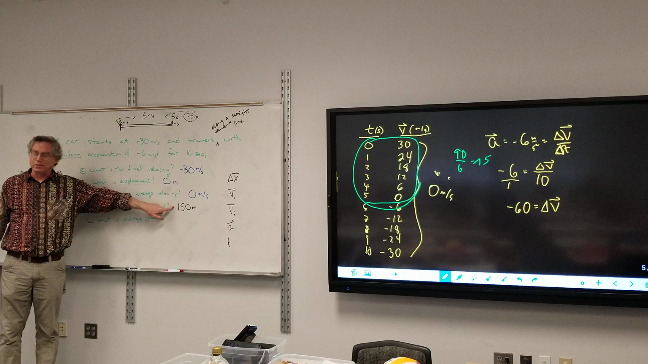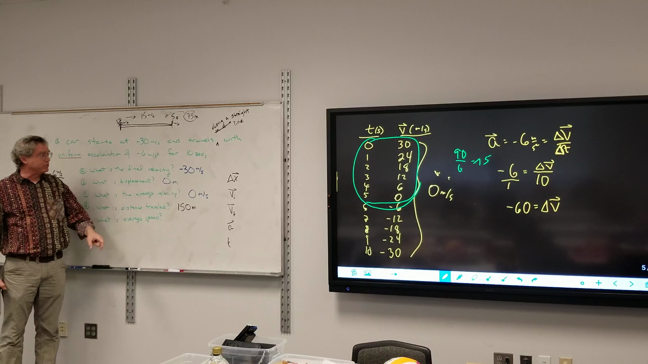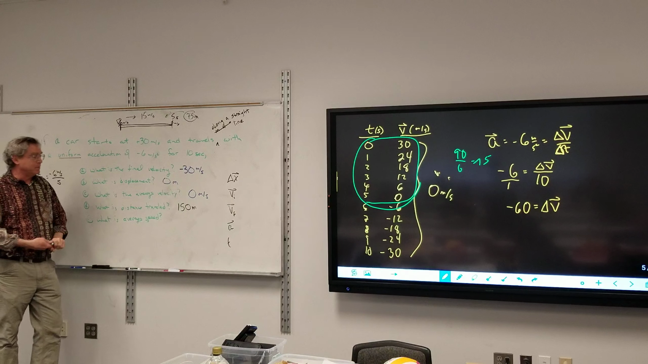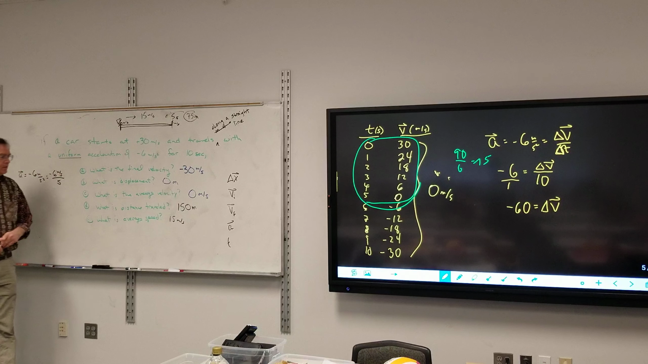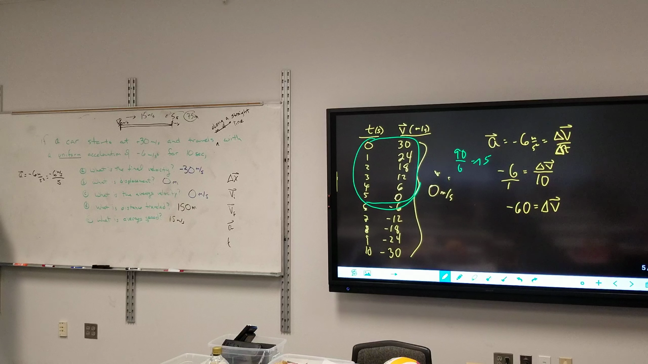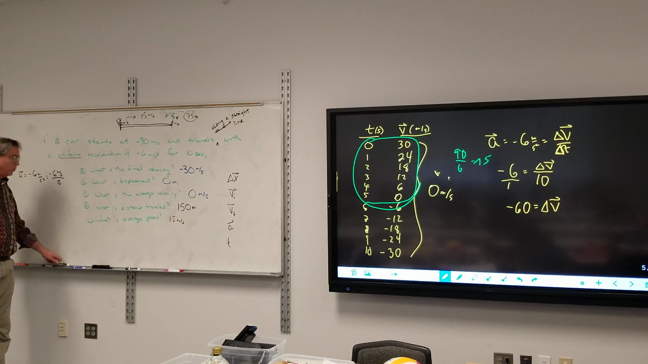Average speed is the distance divided by time. Average velocity is displacement divided by time. So this is 15 meters per second. Questions up to here? All right, let's do one with less symmetry.